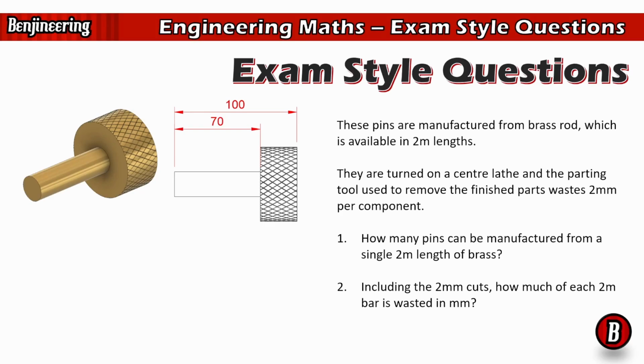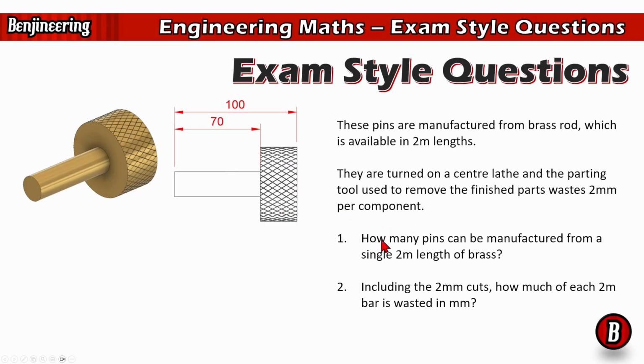These pins are manufactured from brass rod, which is available in 2-meter lengths. They're turned on a center lathe, and the parting tool used to remove the finished parts wastes 2 millimeters per component. So basically every time one of these gets cut off on a center lathe, if you don't know what that is, go and have a look on YouTube Shorts. Maybe I'll post one in the description. But basically every time one gets cut off, we lose 2 millimeters of material.